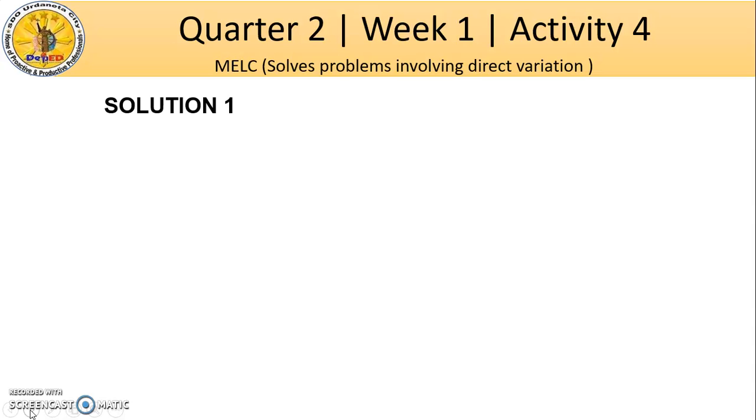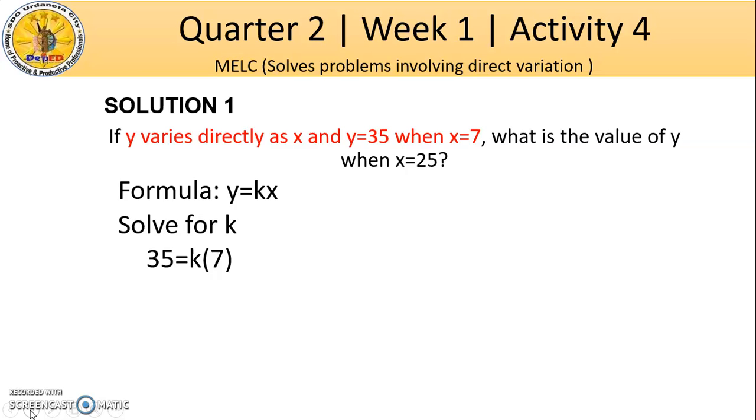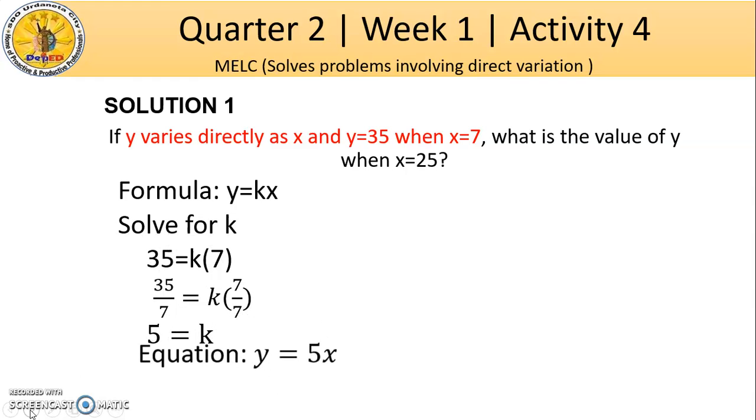So the first solution is to translate y varies directly as x. So the formula will be y equals kx, and then we substitute, or we solve for k. We will substitute the value of y, which is 35, and x will become 7. Then we divide both sides by 7. So the value of k, or the constant, will be 5, and we have the equation y equals 5x.